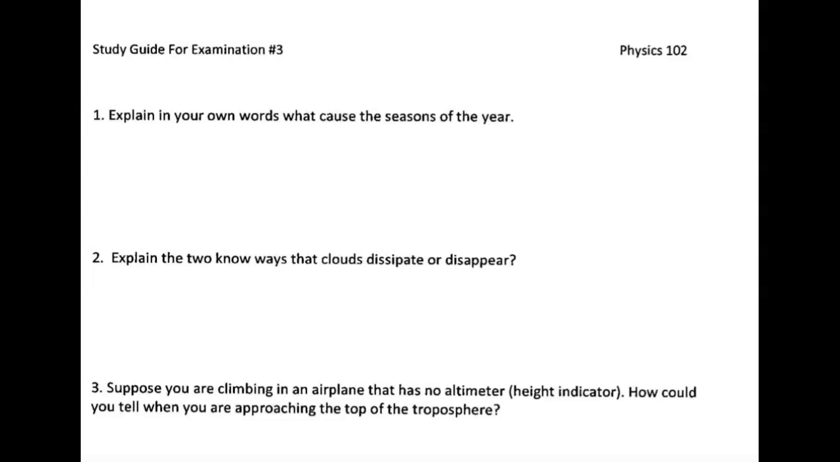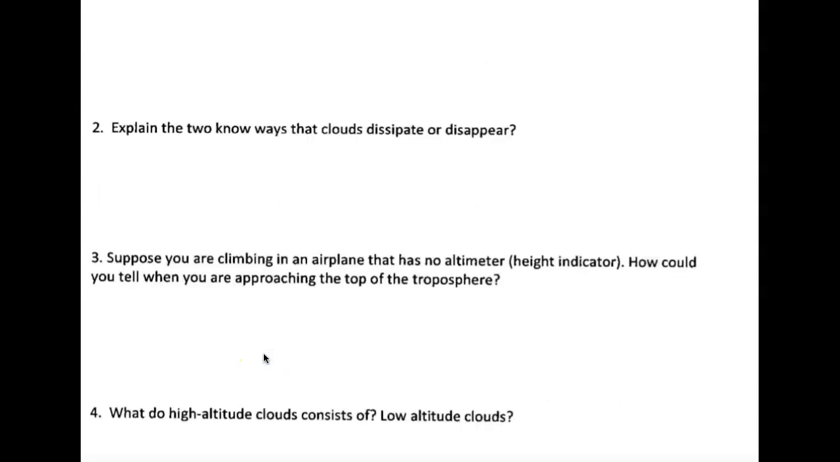Number 3, suppose you are climbing in an airplane that has no altimeter. How could you tell when you are approaching the top of the troposphere? At the top of the troposphere, there's what's called the tropopause. And in the tropopause, there's no change in temperature. While in the troposphere itself, the temperature decreases from surface level to the top of the troposphere.